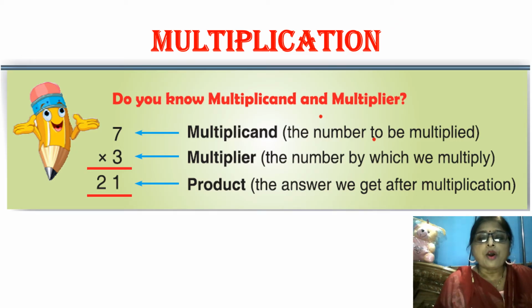My dear students, I have already completed the multiplication chapter. Once again, I am going to recap this chapter. So let's start. As you know, multiplicand, multiplier and the product. When you multiply the multiplicand and the multiplier, you get the product. Here it is also written: the number to be multiplied is the multiplicand, the number by which we multiply is the multiplier, and the answer we get after multiplication is said to be the product. In this way we solve multiplication.